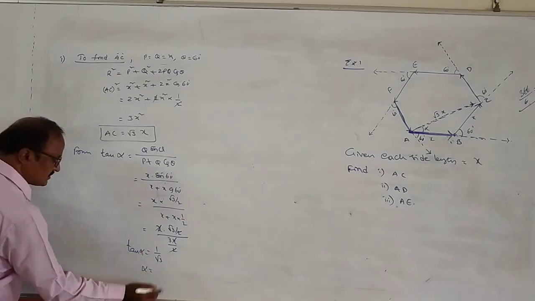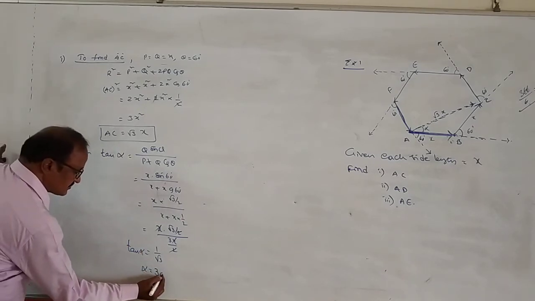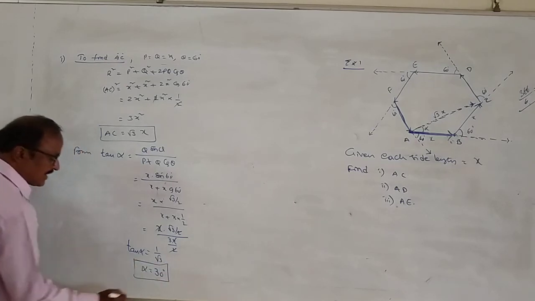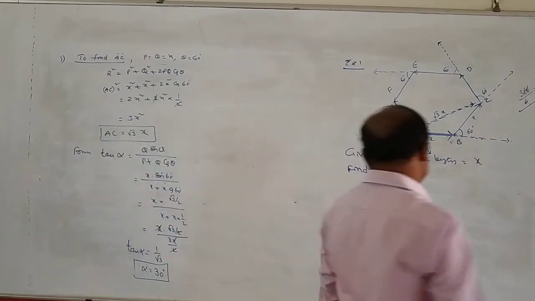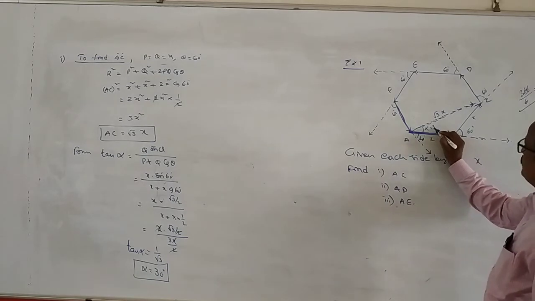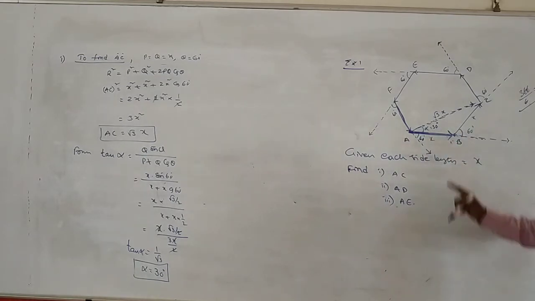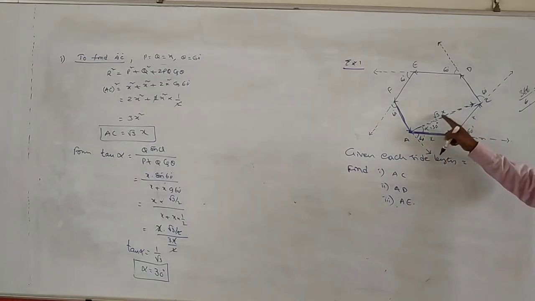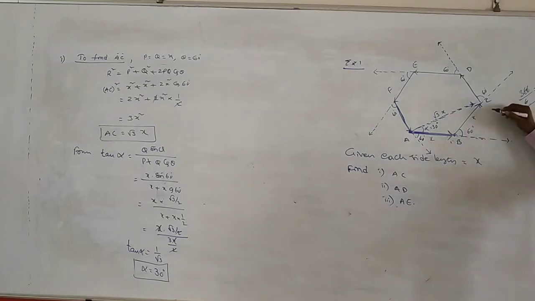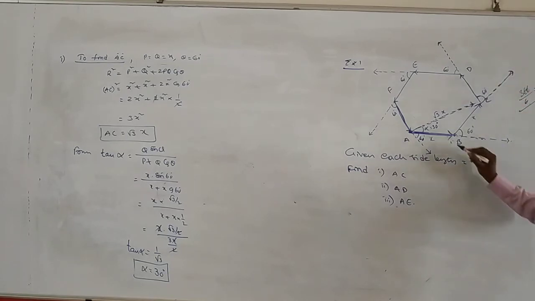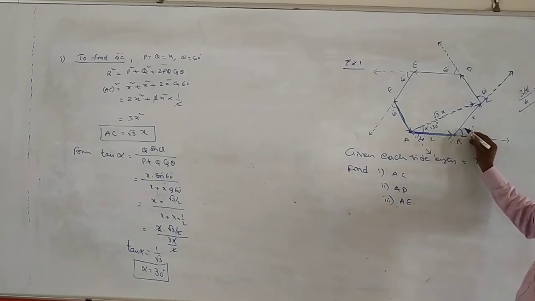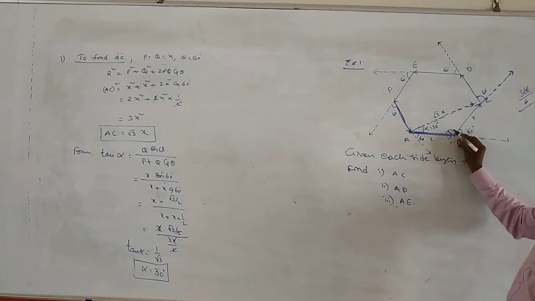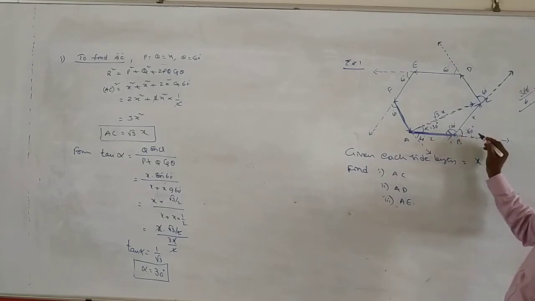Alpha is equal, what is it? 30 degrees. Therefore, alpha is equal to 30. See from the diagram, this alpha is calculated as 30 degrees. Magnitude of AC is equal to root 3x. A clear observation from the diagram: this is the angle 60, and it is a straight line. Its total angle becomes 180. Therefore, this angle should be equal to 180 minus 60, which means 120.